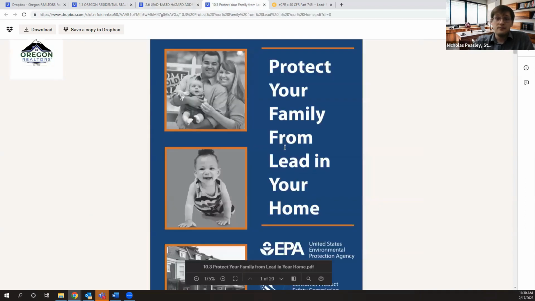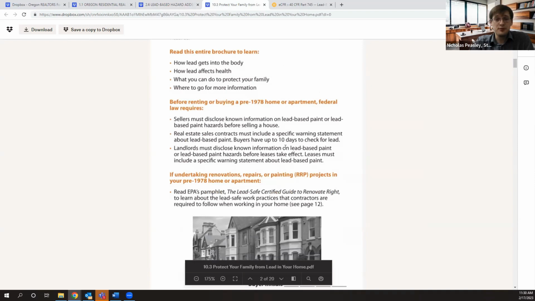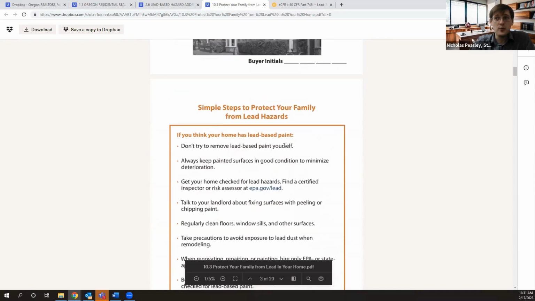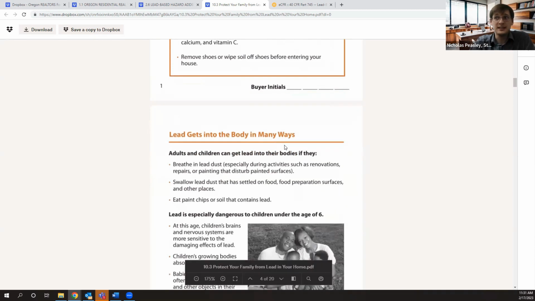From there, this is the pamphlet. It's pretty long. It's 20 pages long. It's been pretty cleanly and simply written by the EPA. If you haven't read it before, if you're not familiar with it, you should go through this pamphlet on your own time. If you've got questions, send them to the legal hotline.